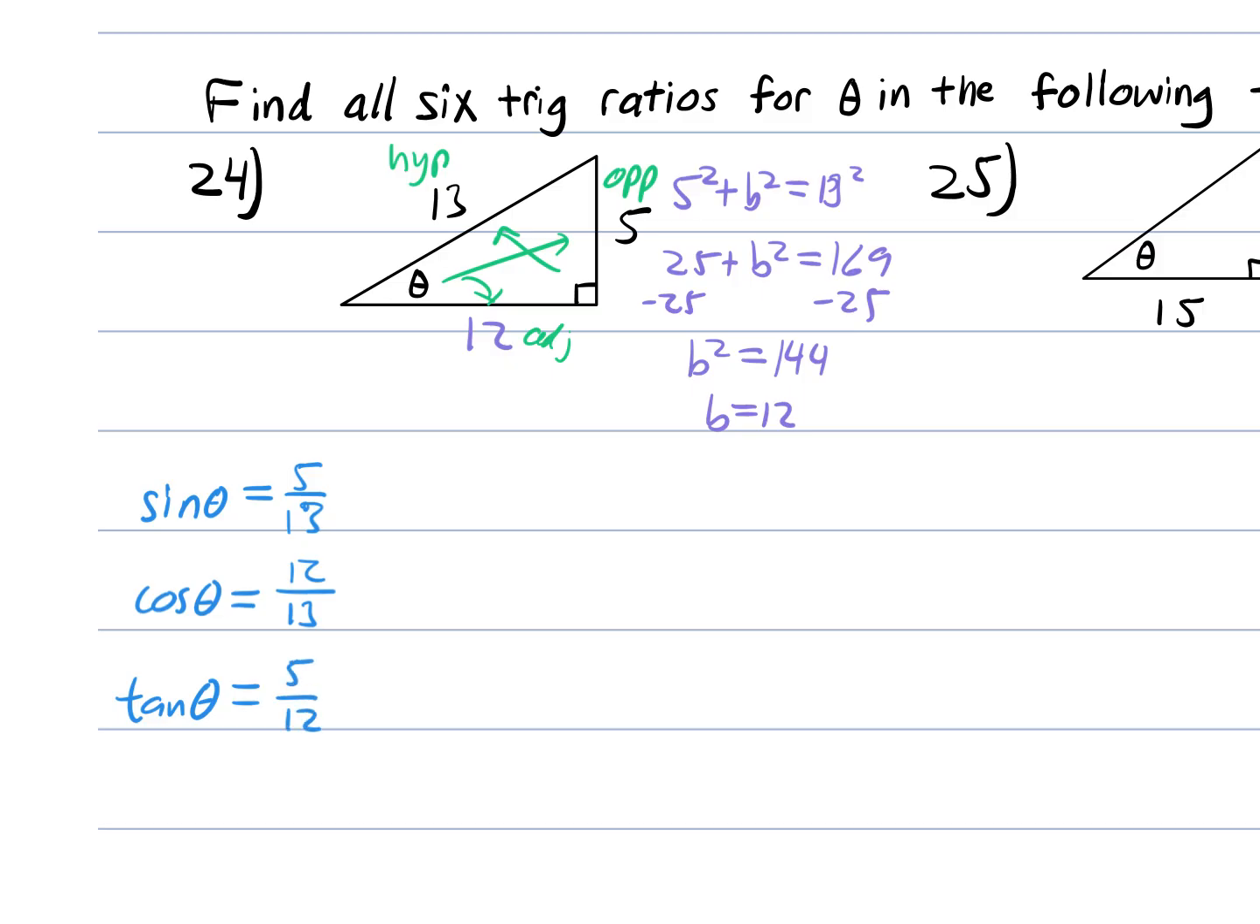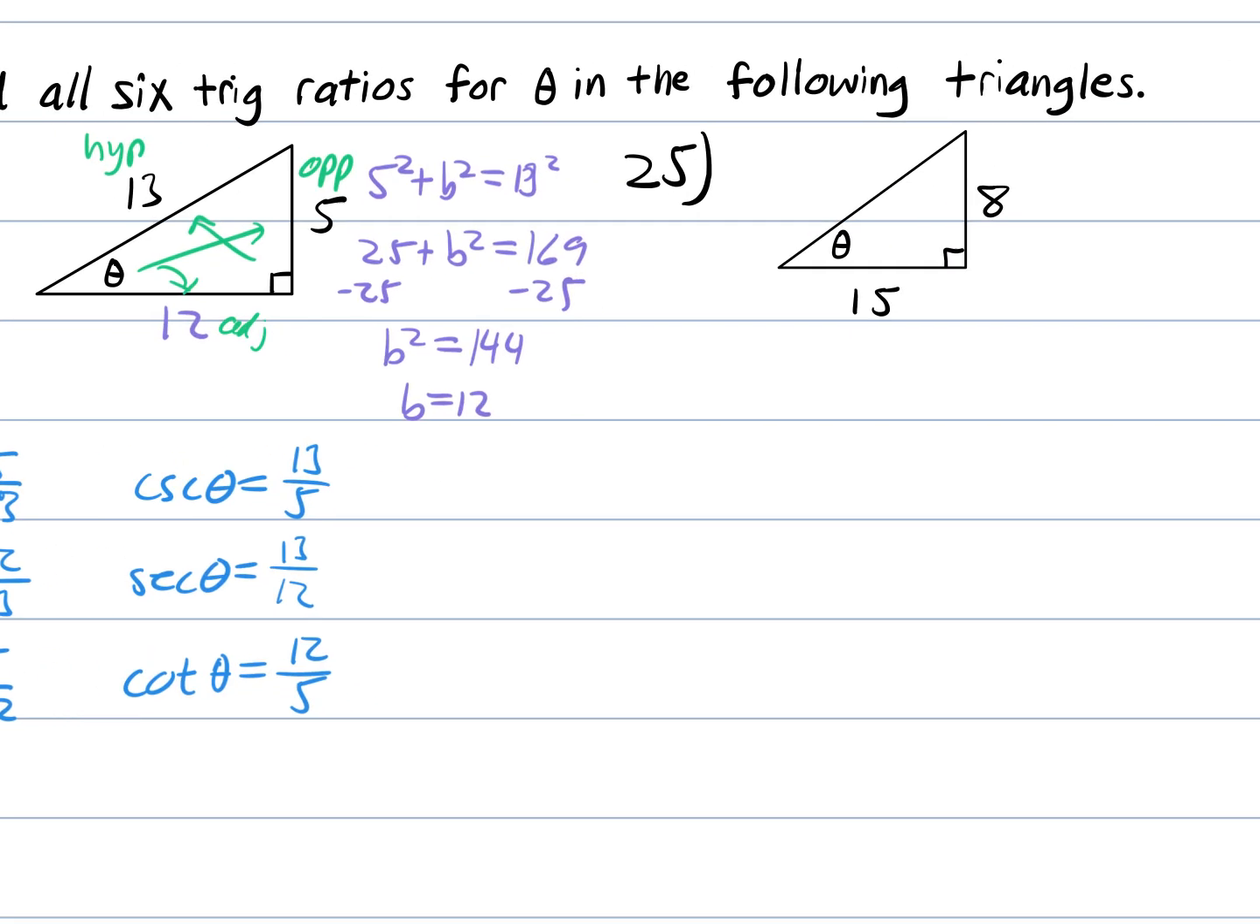All right, the new ones are going to be cosecant, secant, and cotangent. All right, cosecant is going to be the reciprocal of sine, right? So hypotenuse over opposite, 13 over 5. All right, secant is the reciprocal of cosine, so 13 over 12. And cotangent is the reciprocal of tangent, so 12 over 5. All right, and that's all you need for this problem. All right, the next one.